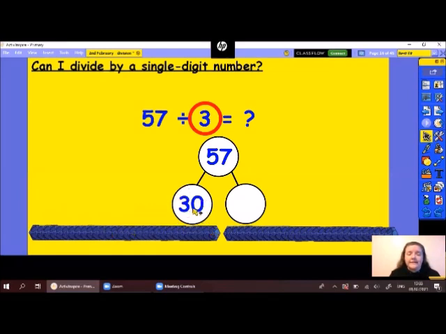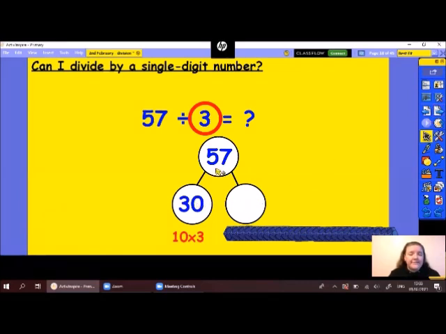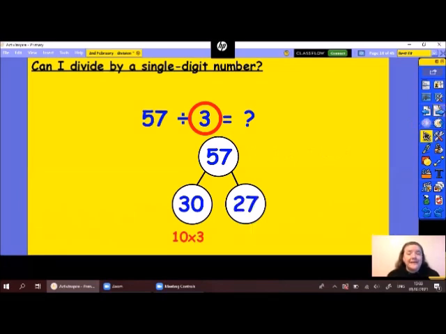So we can put 30 in this box here. But instead of drawing all the cubes, because that would take a really long time, we just write underneath 10 times 3. So how many cubes have we got left? Whatever we've got left, we need to put into this circle. So if we've used up 30 out of our 57, we've now got 27 cubes left.